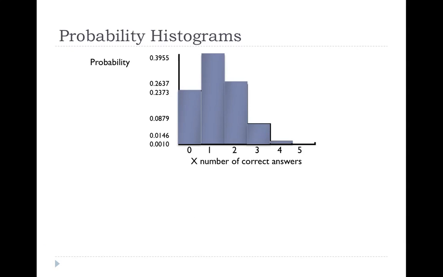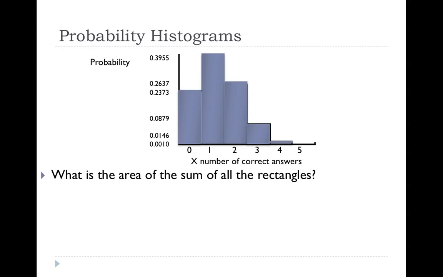Look what happens when we add up the areas of all the rectangles. We're adding up the probability of getting 0 correct, plus 1 correct, 2 correct, 3 correct, 4 correct, and 5 correct, which is kind of hard to see because it's only 0.0010. You should recognize from a probability distribution that the sum of all the probabilities is always 100%. So if we add all these up, we'd get 1 or 100%.